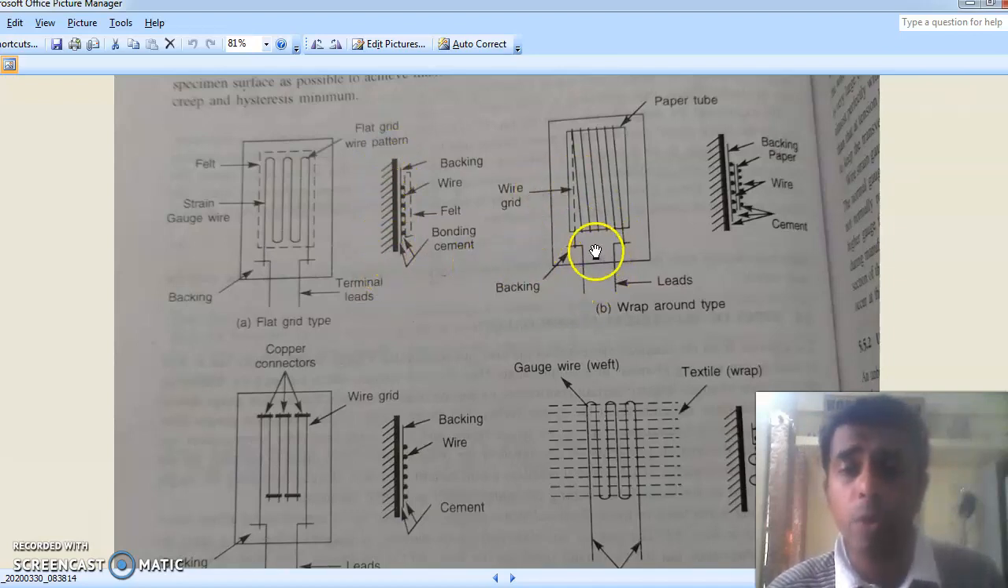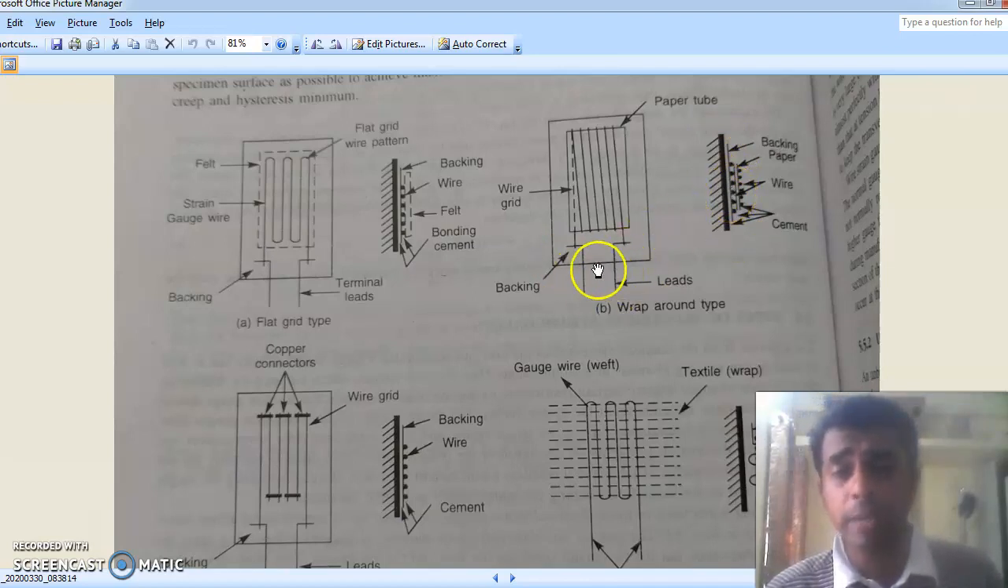Likewise, next is the wraparound. This is simply again a mesh which is glued onto a paper tube or a thin cardboard piece. This is attached to a backing which will pick up the strain from the specimen. You can see from the side diagram that there are two layers of wire which are cemented to the backing, and the backing will absorb the strain from the specimen.